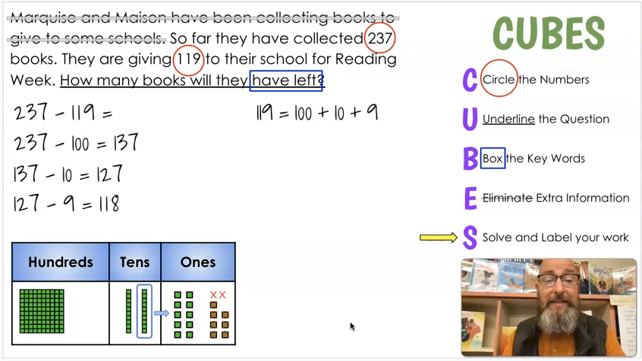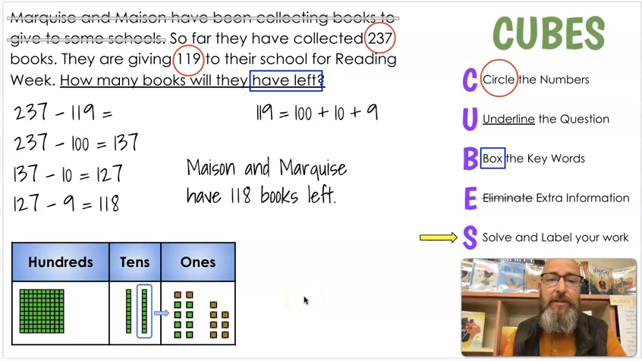10, that's right, because 10 ones makes a 10. So I'm moving that over here and I'm rearranging it. And now I can take away my next 2. So then I still have my 100. I only have one 10 now, so that's 110, 11, 12, 13, 14, 15, 16, 17, 18. And that's how it works. So our label is Mason and Marquise have 118 books left.